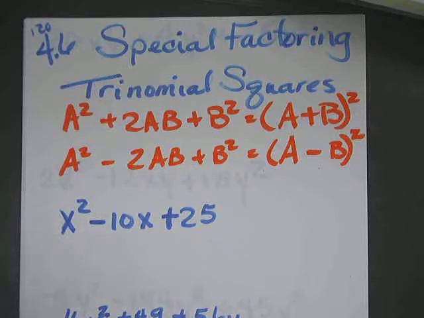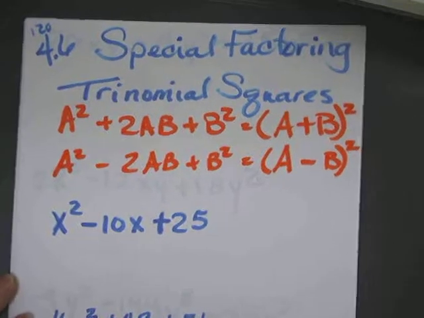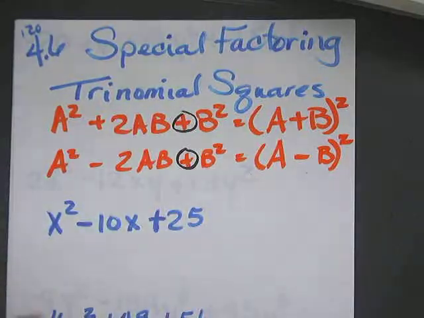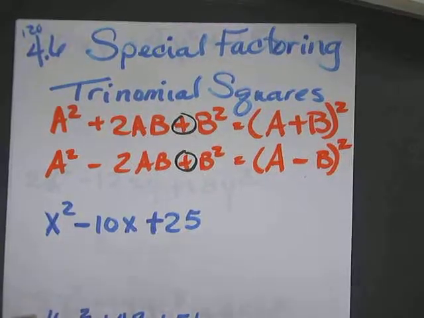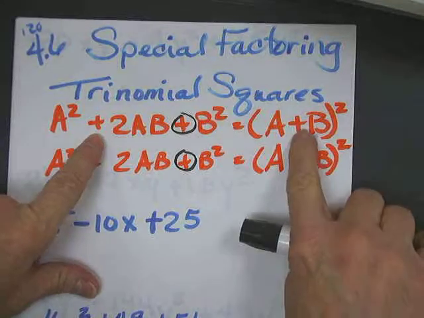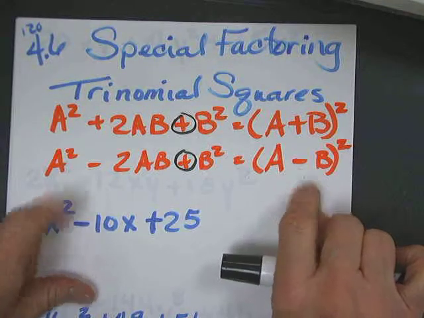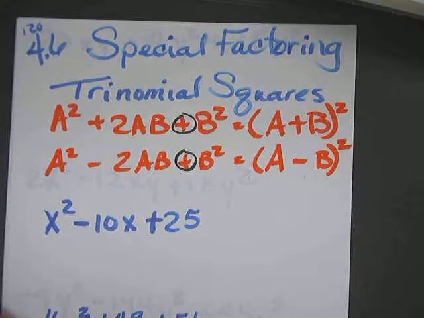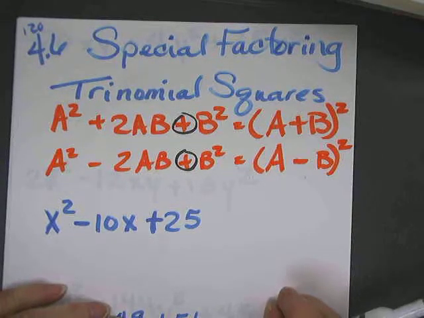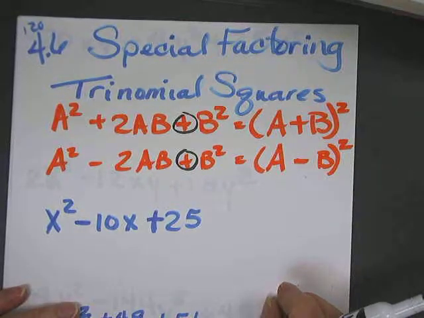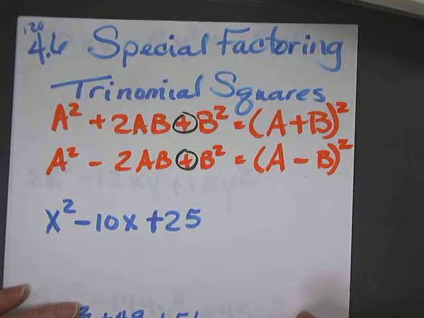Okay. Special factoring for trinomial squares. It has to have a positive here. If it is a square, this will be the sign of what's in there. Okay? And I think the only way to really explain what this 2AB means is to start factoring them and see what it means.